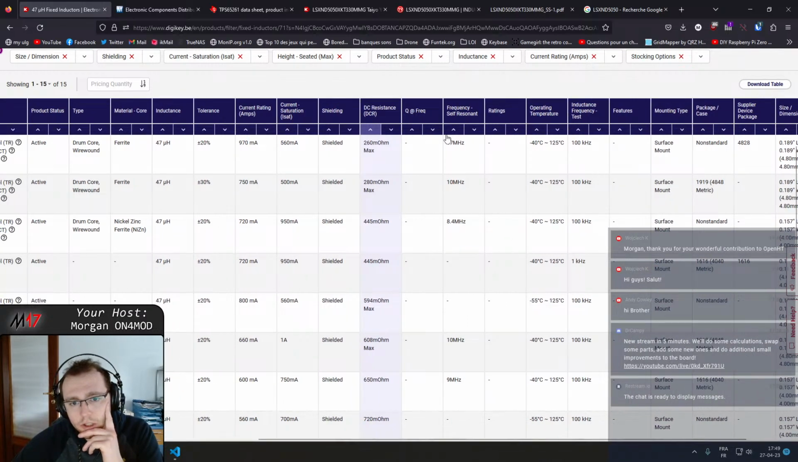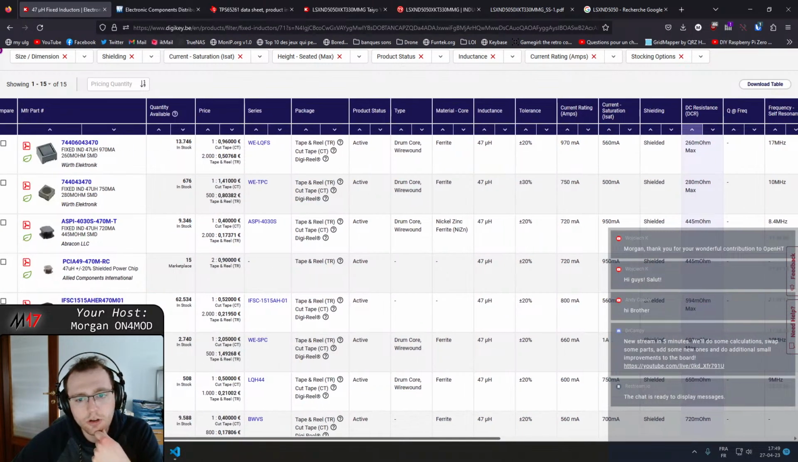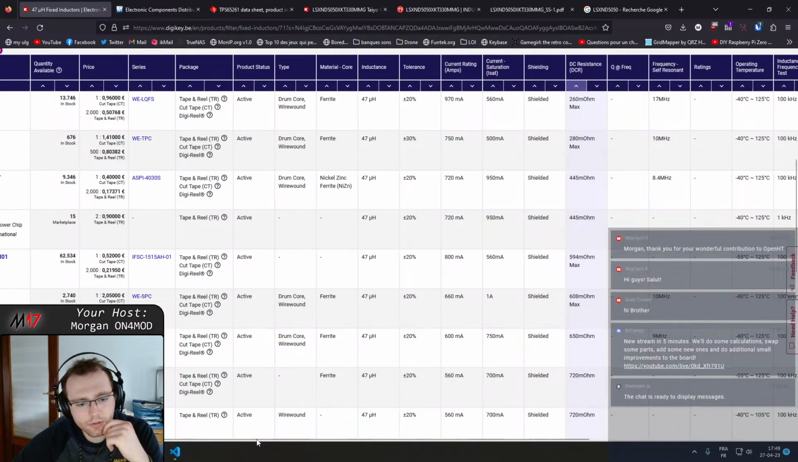So the two here are above 10 megahertz, which is great, which is far beyond the switching frequency of our design, which is 400 kilohertz, and we should pay attention to that. So yeah, 400 kilohertz is quite low, so we shouldn't have any problem. Just in case, we should be careful.